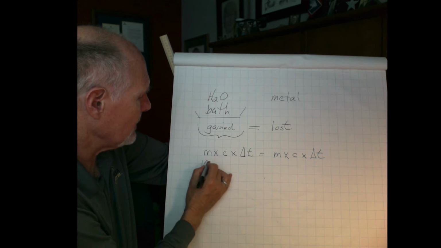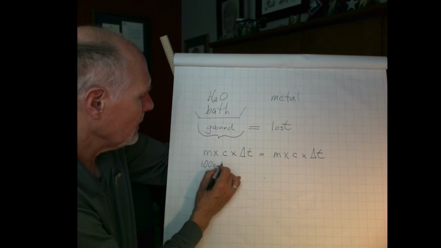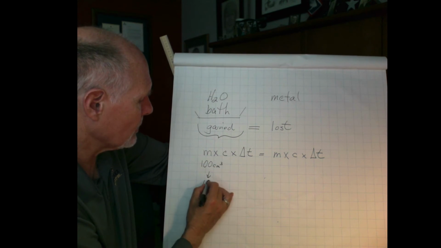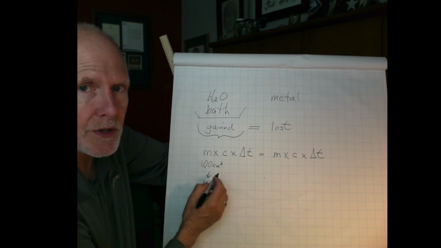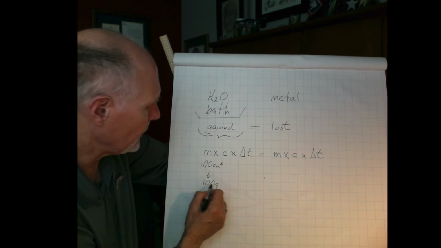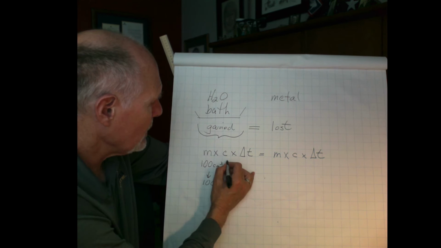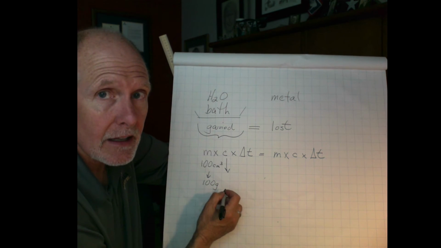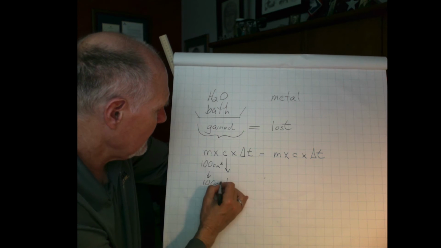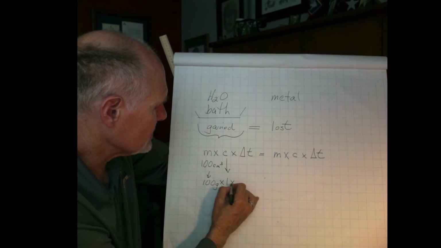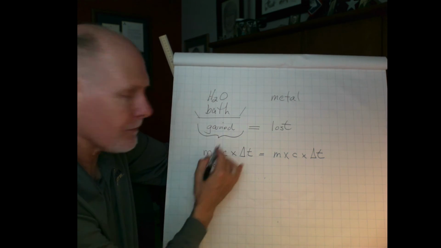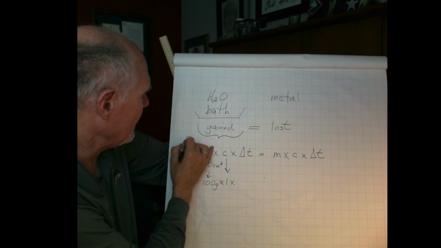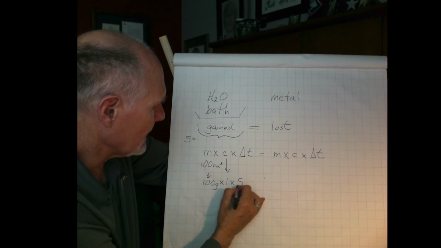We had 100 cubic centimeters of water, so that means we had 100 grams of water. Remember back when we said that 1 milliliter of water is equal to 1 gram of water. We do know the specific heat of water. You read about that in your reading, and it's 1. And then we do know the change in temperature of the water bath. My example from the other page was 5 degrees, so that would be 5 right here.